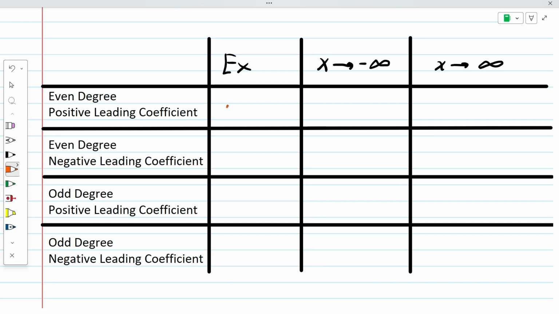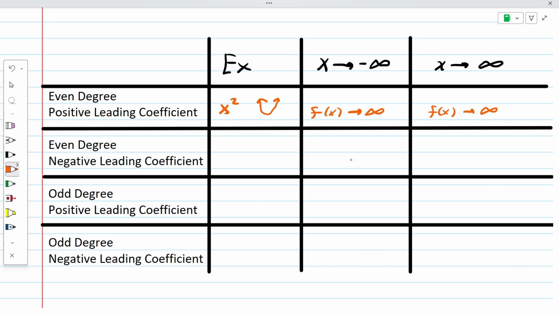A simple example would be something like positive x squared. We know that it has a positive leading coefficient and an even degree because it's 2, and we know it looks like a parabola like this. Just by drawing this simple example, we can see as x goes to negative infinity, this function, we'll call it f of x, goes to infinity because it's going up. And the same thing when x goes to positive infinity, it's also going up.